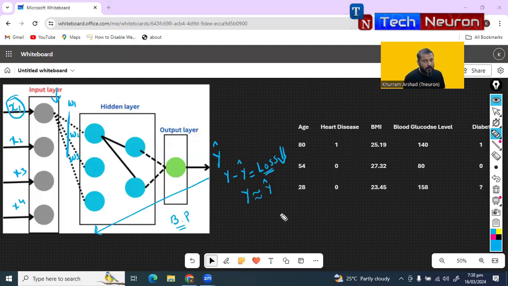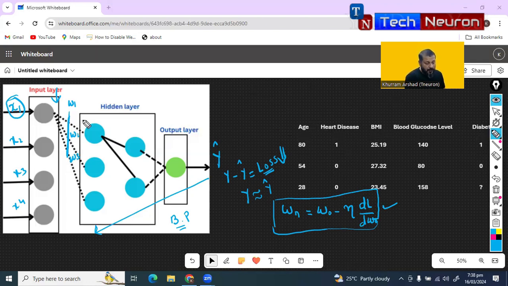The formula used for changing the values of weights is: the new weight can be obtained by this formula. w new equals w old minus eta, where eta stands for learning rate, times the derivative of loss with respect to the old weight. This formula is responsible for changing the values of what? Changing the values of weights. So in the process of backward propagation, we implement this formula and we try to change the values of weights.